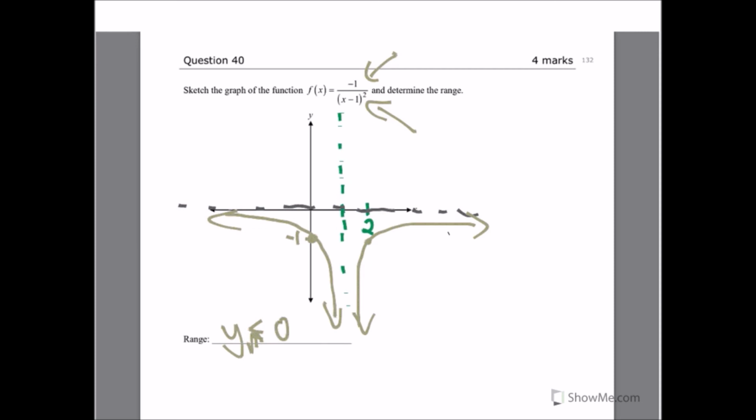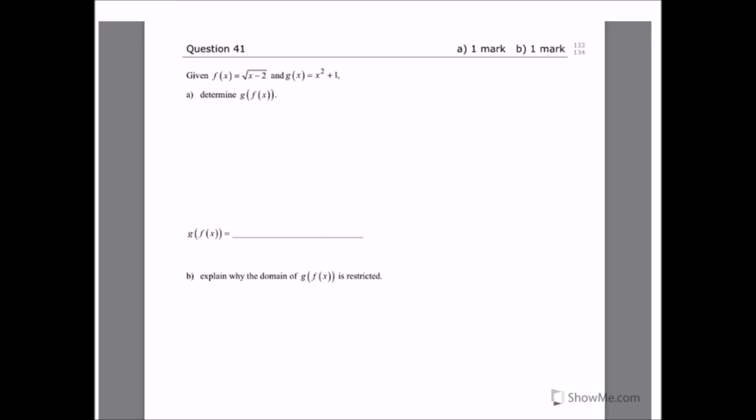So the range of this is y is less than or equal, sorry, not less than or equal, y is less than 0. Or if you wanted interval notation, you could write negative infinity to 0 with a round bracket around it. So it's going all the way down but never hitting the x-axis.